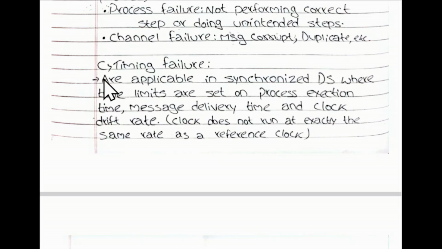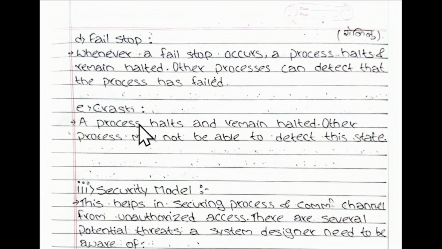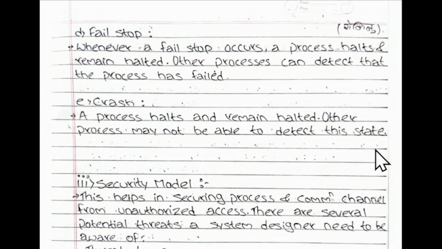Timing failure. Timing failures are applicable only in synchronous distributed systems where time limits are set on process execution time, message delivery time, and clock drift rate. Fail stop. Whenever a fail stop occurs, a process halts and remains halted. Other processes can detect that the process has failed. But in crash failure, a process halts and remains halted. Other processes may not be able to detect this state.